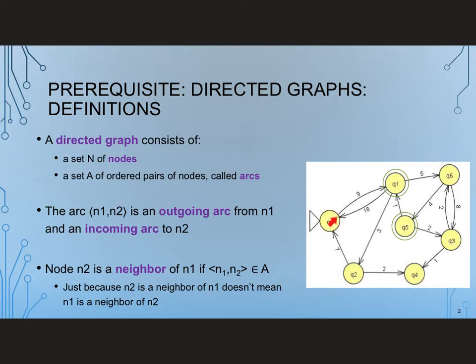has a bunch of nodes, right? So let's see, what do we got here? We got Q3 is a node, Q5 is a node, Q6 is a node, Q1 is a node. There we go, that's better. And we talk about also arcs that are outgoing arcs from nodes and are also incoming arcs to other nodes. So this arc here is an outgoing arc from Q0, incoming arc to Q1.